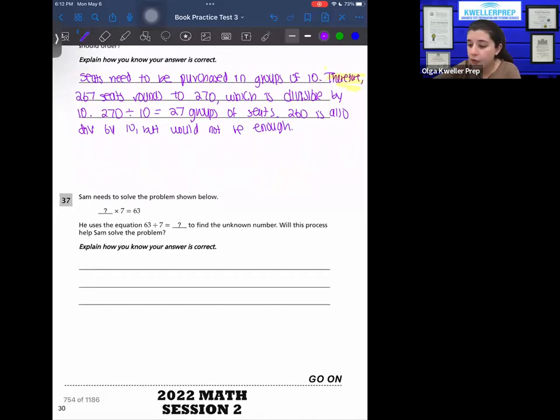Okay, how about this one? So we have a multiplication product here, and Sam is using division to find the unknown number. And the question is, is Sam's approach reasonable? So tell me if you think yes or no, and then explain, right? Because this question is a yes or no question. So tell me yes or no, and then give me a little bit of an explanation of what you would write.